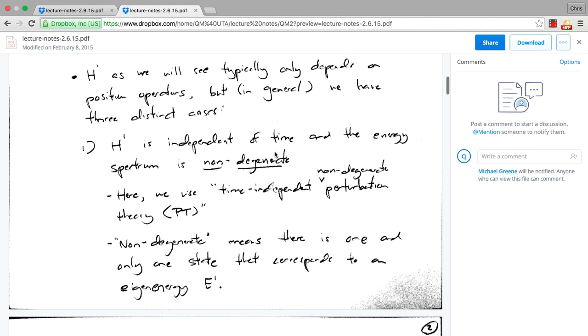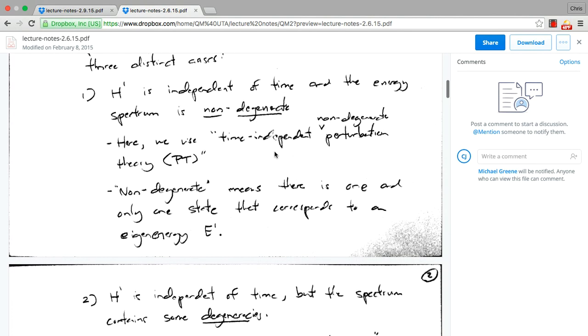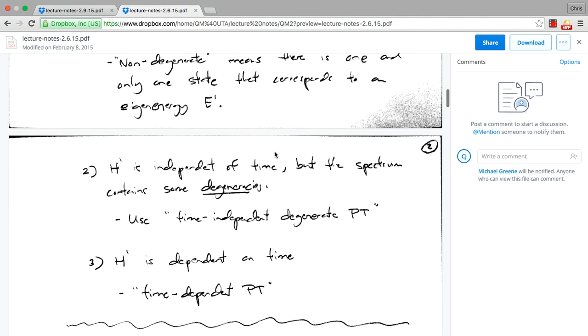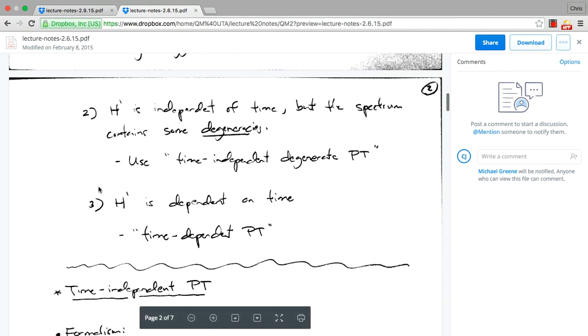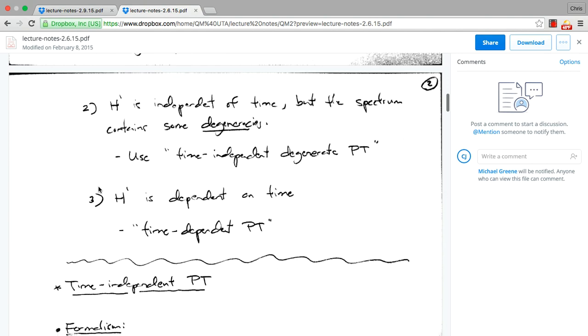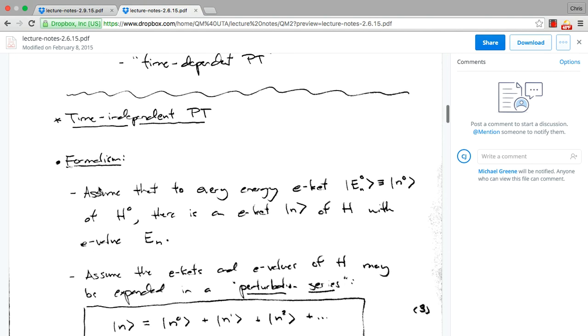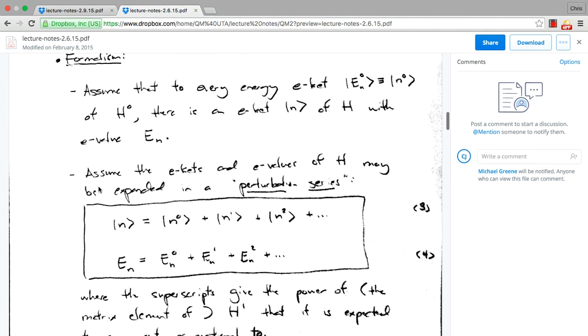So we talked about the three cases that we'll be talking about, which are time-independent, non-degenerate perturbation theory, which is what we started talking about last time. We'll also talk about degenerate, time-independent perturbation theory, and then we'll also talk about the case where the Hamiltonian is dependent on time, where the perturbation piece is dependent on time. And that's obviously called time-dependent perturbation theory. So we talked about time-independent perturbation theory.